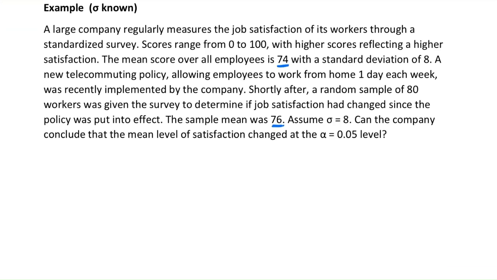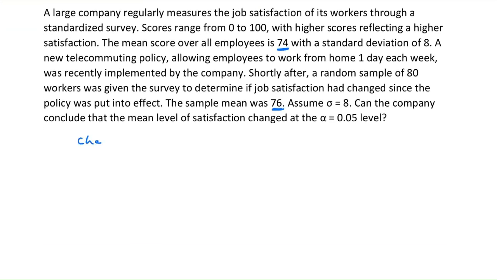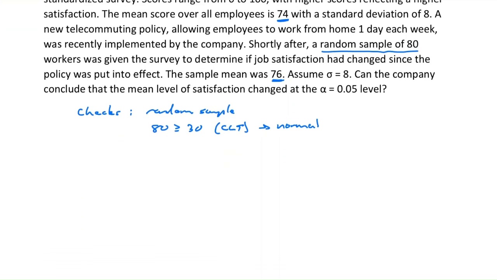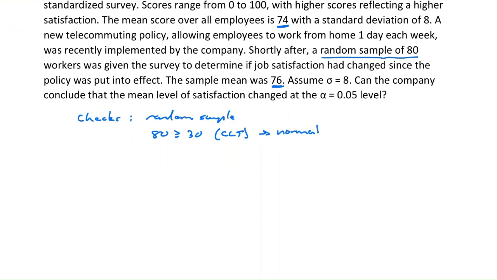So again, we're going to start with our checks. And we always want to check for random sample, and they tell us that it is a random sample. We want to check to make sure that the sample size is large enough to show normality. And they say it's a random sample of 80. And so, yes, we've got 80 is greater than or equal to 30. So by CLT, we do know that this is normal. Remember, this is always pointing to the fact that we have an approximately normal distribution. That's what we're looking for here when we do that second check. Okay, so we can go ahead now and do our process.